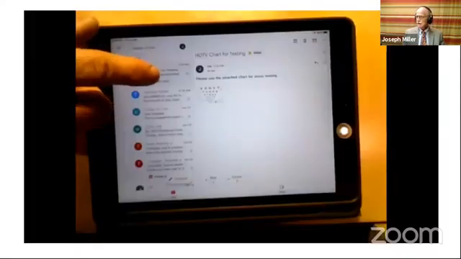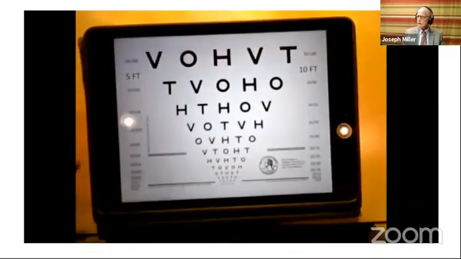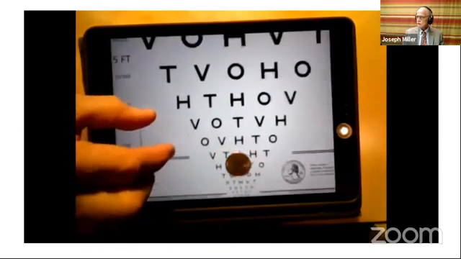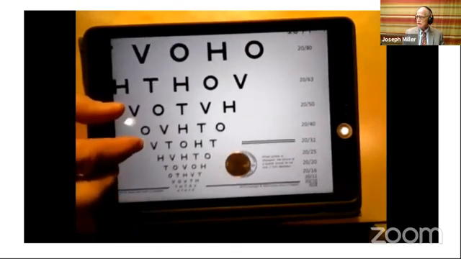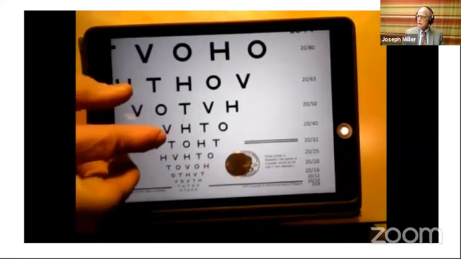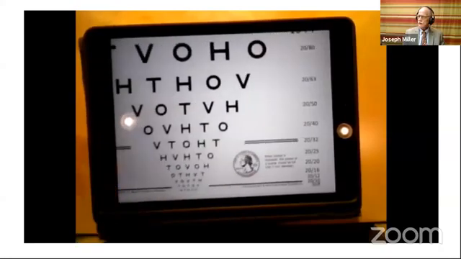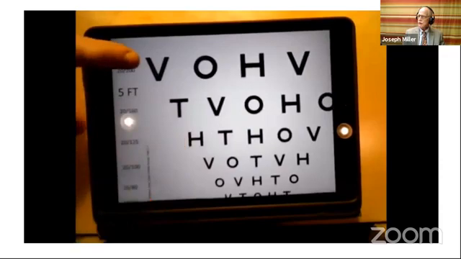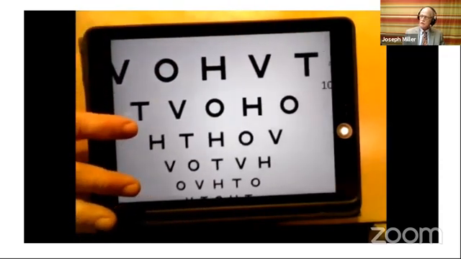And here's an example of opening an email, seeing the picture, and then recognizing the fact that the image is of incorrect size. So pinching to zoom until it's of the right size, and then removing the coin and scrolling the display back and forth at a distance of 5 feet, pointing out the letters one at a time and measuring which last line is the one that the patient recognized 3 out of 5 symbols correctly.